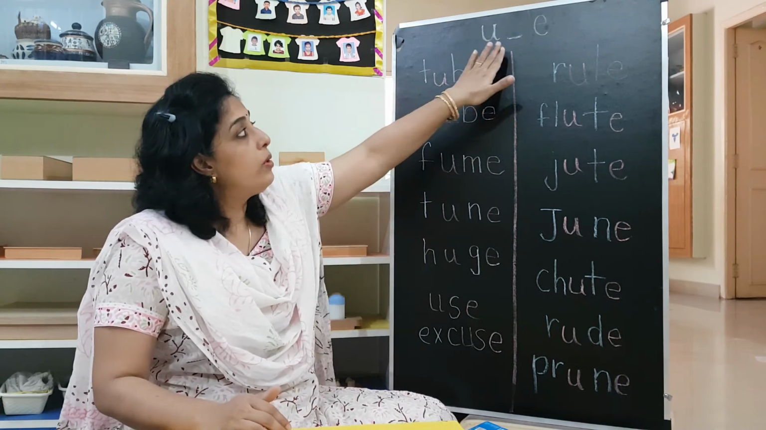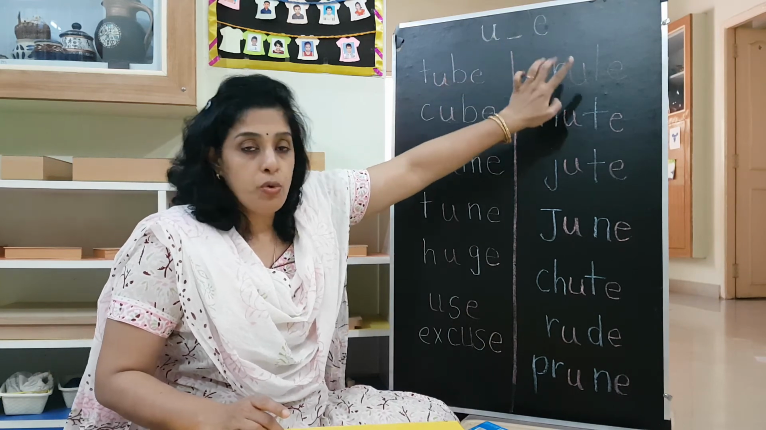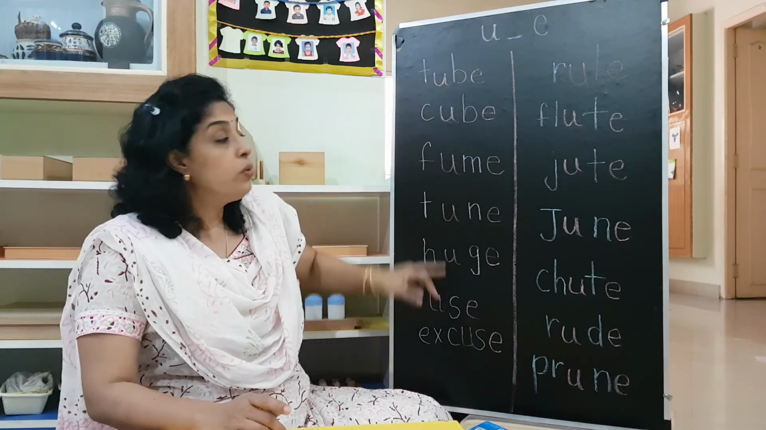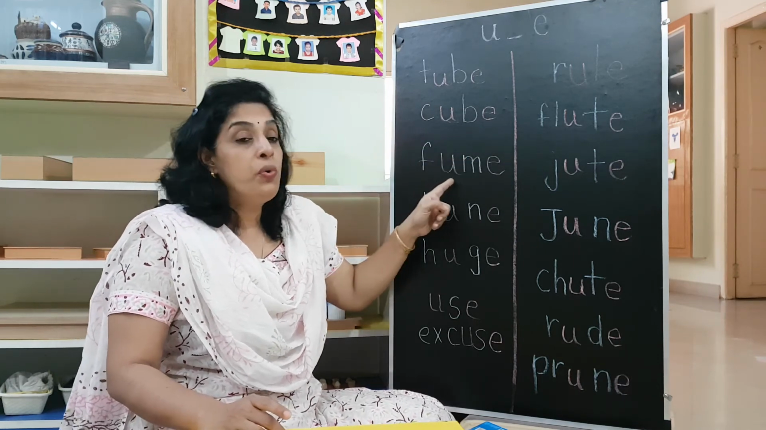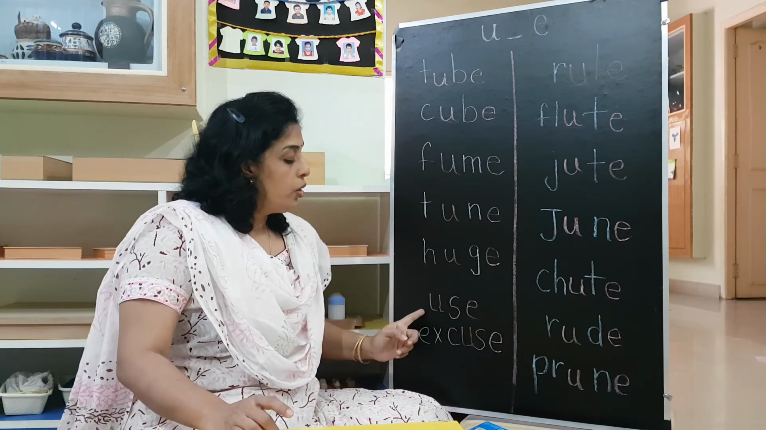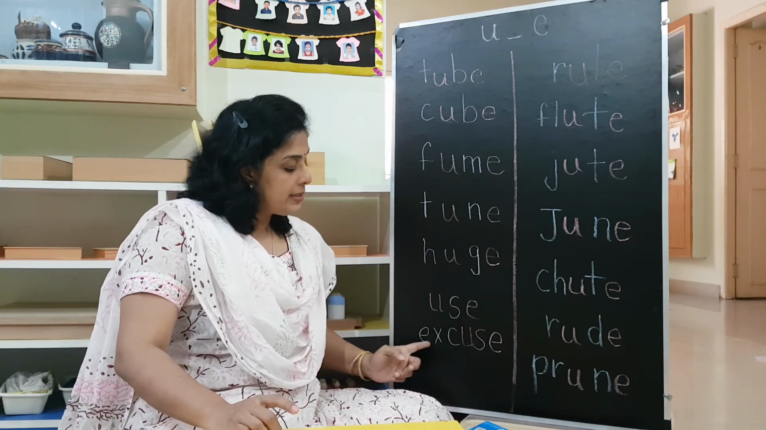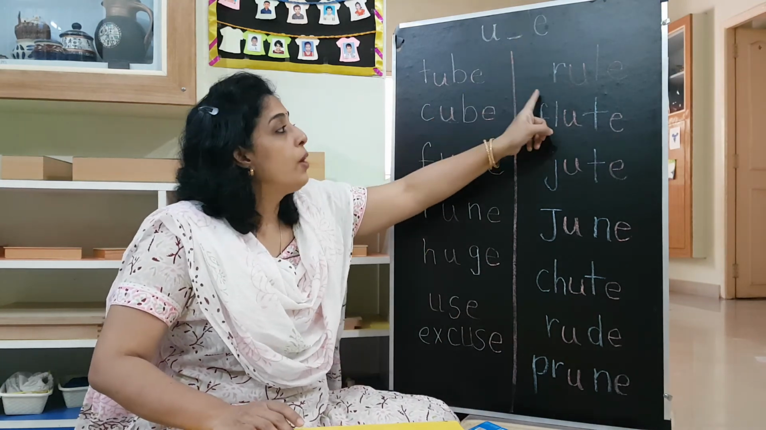Now let's go through it one more time. There are two ways you can say this. One is as U, the other one as U. On this side you have all the U words. Tube, cube, fume, tune, huge, use, excuse.